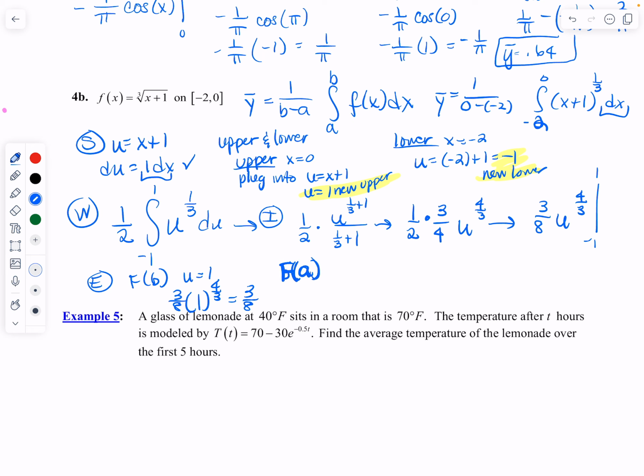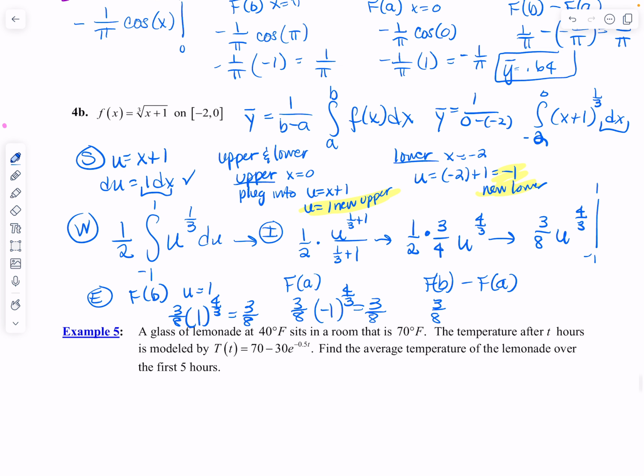F at a. Okay, F at a. So we do 3/8 times -1 to the 4/3 power. If I take the cube root of -1, I get -1. But then if I take that to the 4th power, it becomes a +1. So this is also 3/8. So let's plug this in. F at b minus F at a. So 3/8 minus 3/8 equals 0.